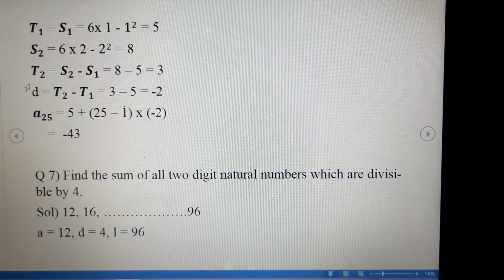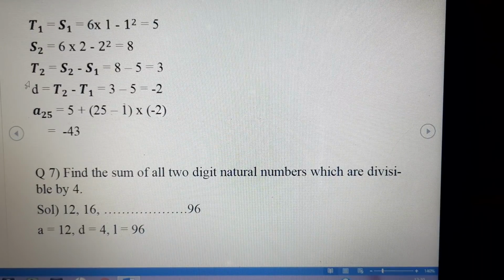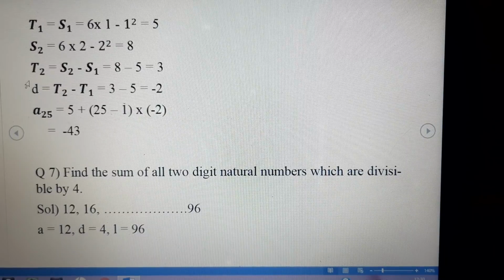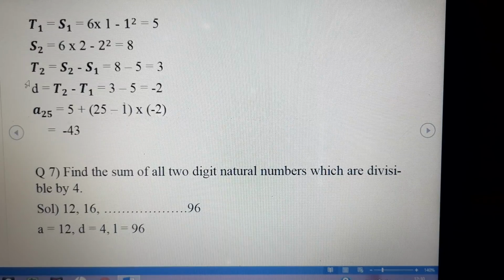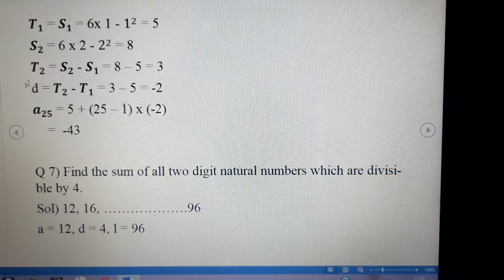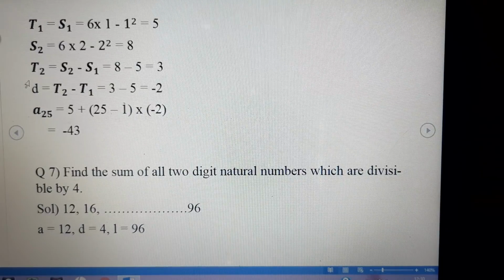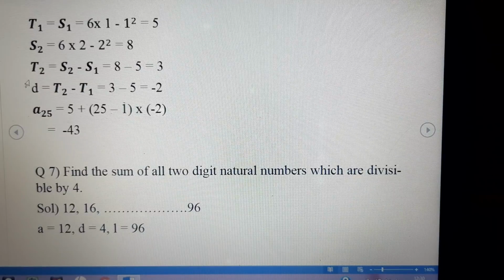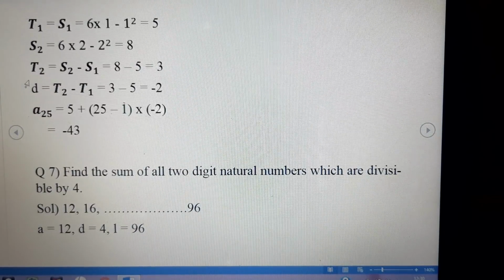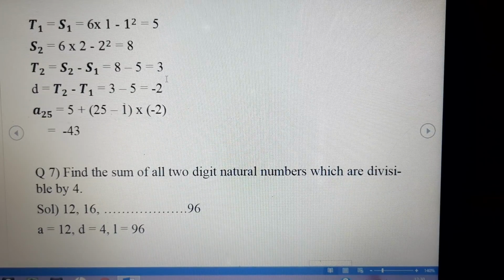Or in general, if we want to calculate the 11th term, suppose, T11 will be equal to S11 minus S10. If you want to calculate the 43rd term, T43 will be equal to S43 minus S42. Sum of two consecutive terms. Are you getting it? Sum of 43 terms minus sum of 42 terms. If you calculate it, the difference will become T43, the 43rd term. Are you getting it?